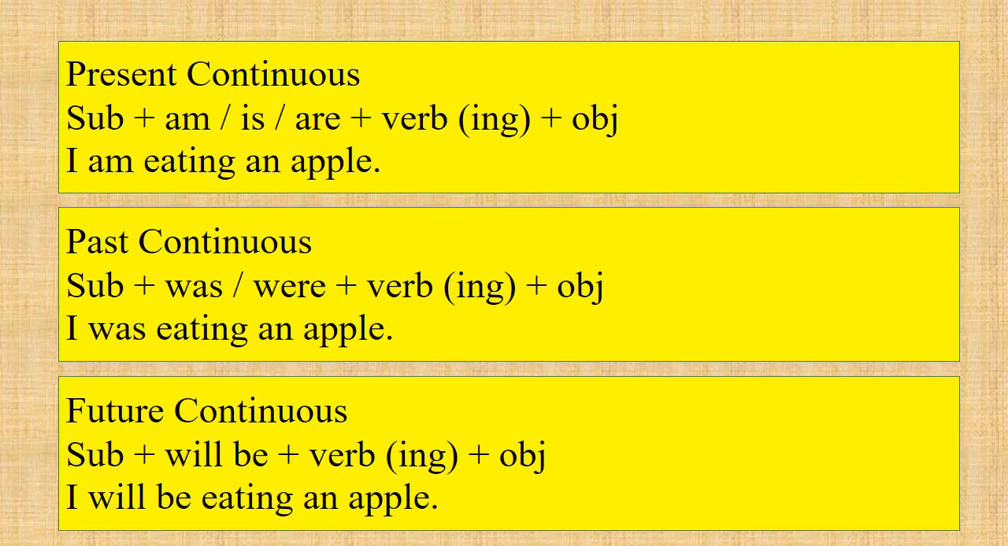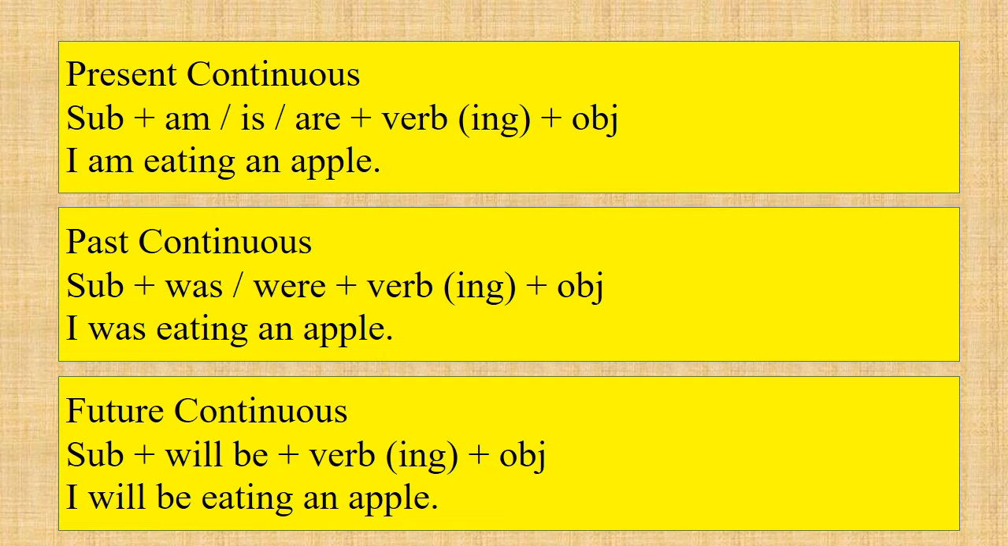Let us revise all the three continuous tenses: present continuous, past continuous and future continuous. The formula for present continuous is subject plus am, is, are plus verb with ing plus object. Example is I am eating an apple. Past continuous. The formula for past continuous is subject plus was, were plus verb with an ing plus object. I was eating an apple.